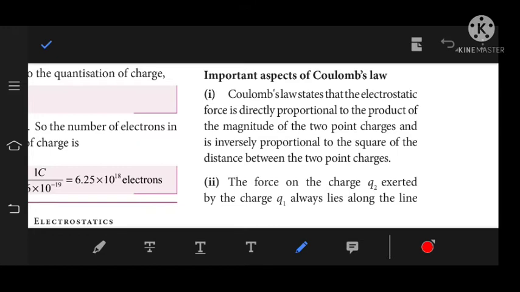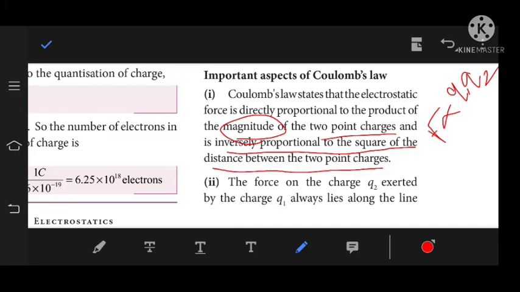According to Coulomb's law, the electrostatic force F is directly proportional to the product of the magnitudes of two point charges. What is magnitude? It is a numerical value, irrespective of the sign. So F is proportional to q1 q2, the product of the two charges, and inversely proportional to the square of the distance between the two point charges, which we discussed in the previous section also. So this is the first important aspect.